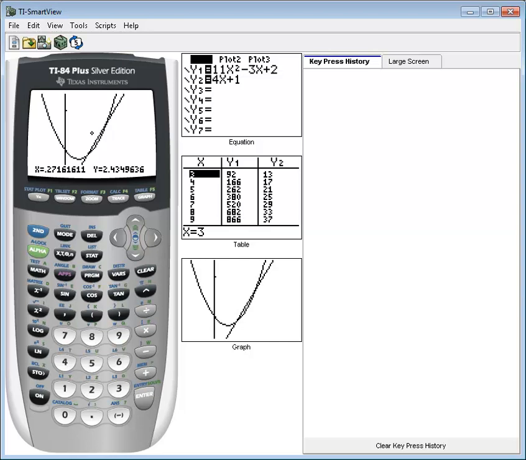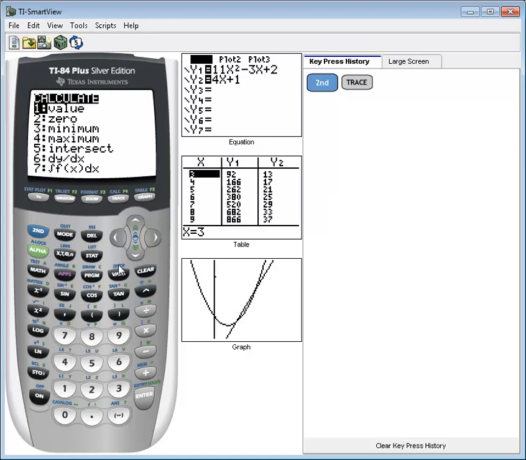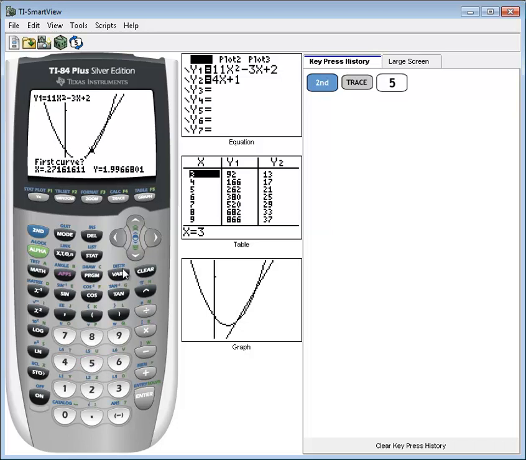Okay, so we've got our graph. Now we want to find those points of intersection. And so for that we're going to go to second, calc, and we're looking for 5, which is intersect. So select 5, and it's going to prompt us. So it's saying, what's the first curve? And up in the corner, the cursor's flashing. It's telling you which graph it's on. It's on the graph of y1, so that's one of our two curves we want.